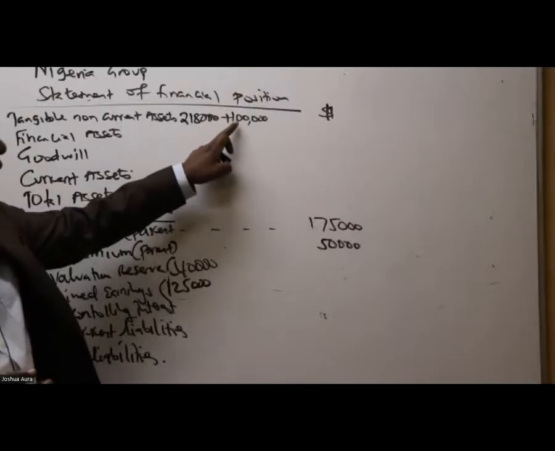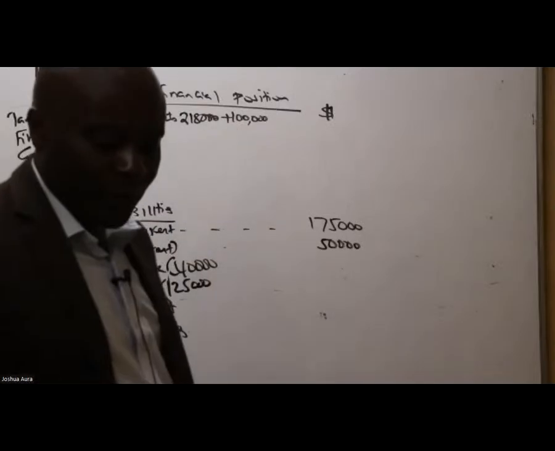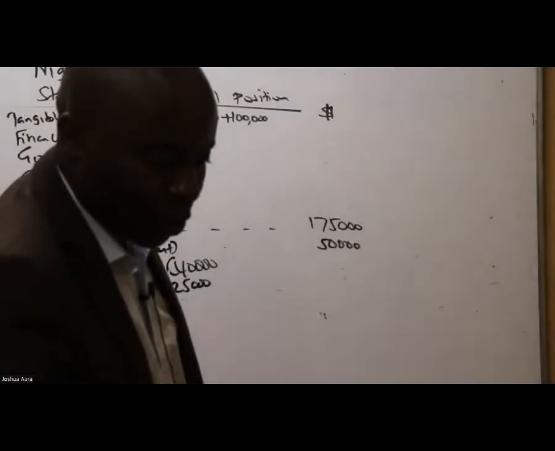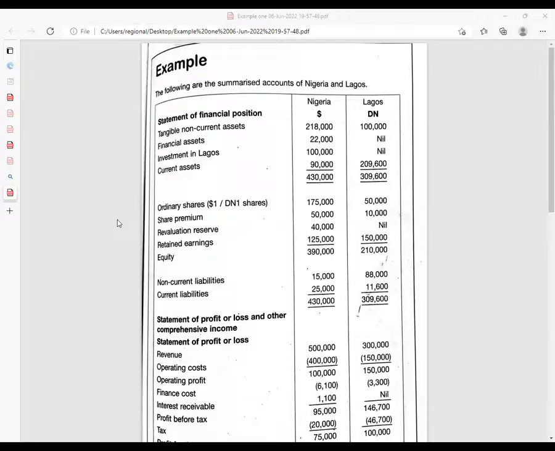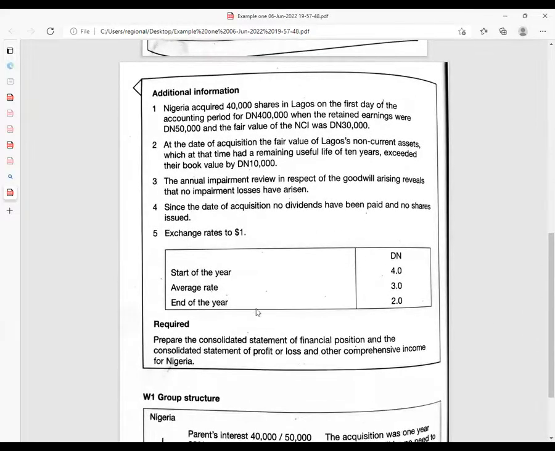So please tell me, for this 100,000 tangible non-current asset, which rate should I use to translate it? The exchange rates are given down here. Should I use, from note number 5, the start of the year rate, the average rate, or the end of the year rate? Which rate should I use?